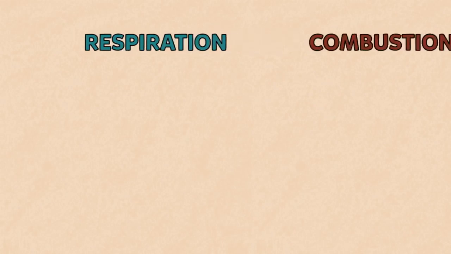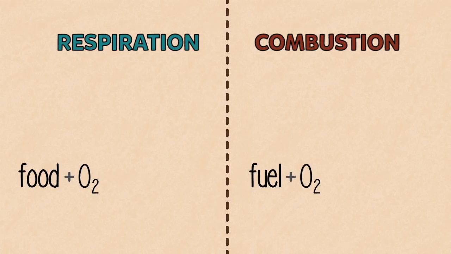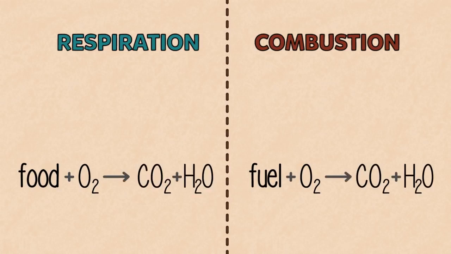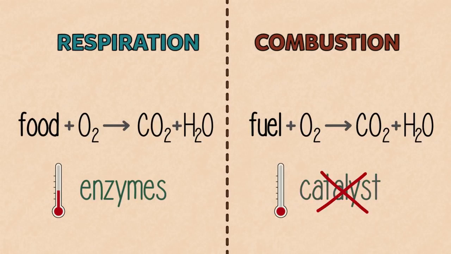Respiration of food is similar to combustion. In both cases, oxygen is added to the fuel or the food, and carbon dioxide is built up. In respiration, the reaction happens at normal temperatures using enzymes, for example in the cells of our bodies, whereas combustion, having no catalyst, only takes place at high temperatures. But both reactions release energy.